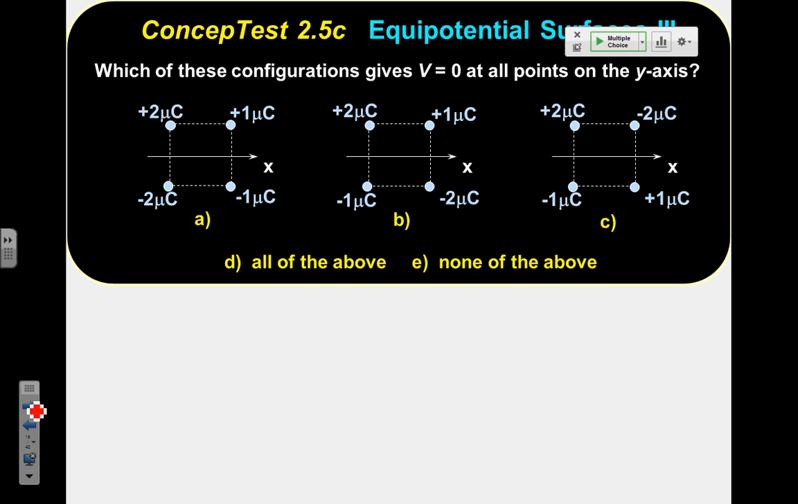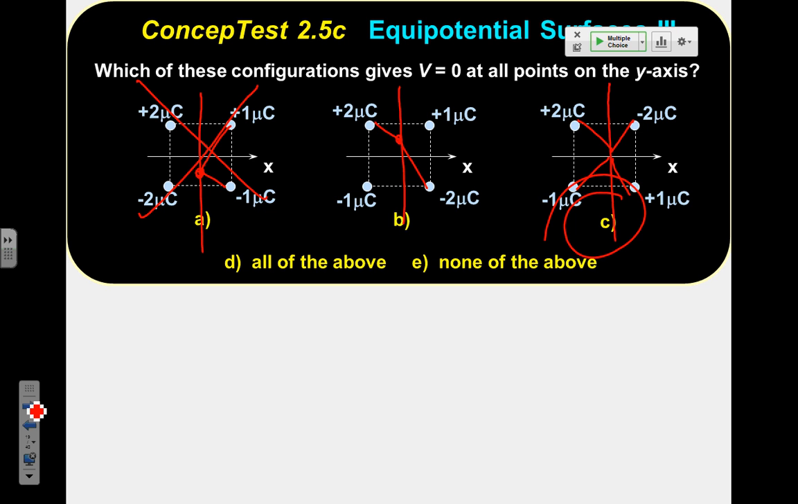Here, I'm just going to give you the answer, but it's along the y-axis. So the same thing along the y-axis. Here, along the y-axis, I'm not equidistant from those 2 charges, so I don't get a cancellation, so it's not A. Here, doesn't work there either. But over here, I am equidistant from these charges, so the answer is C. Then I get, along the y-axis, V equals 0 for option C, but not A or B.